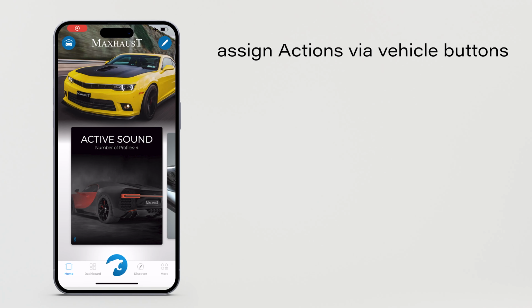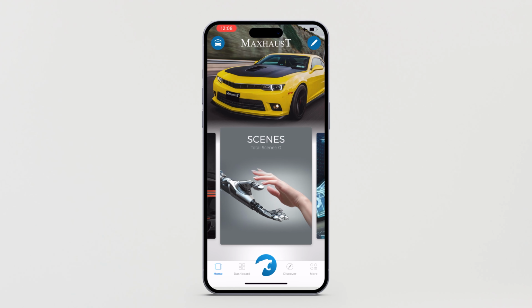With the scene function, you can assign certain actions to your vehicle buttons. In this video, I will show you two examples of how to assign a scene or an action to a specific button in your vehicle. In the home view, we switch to scenes.